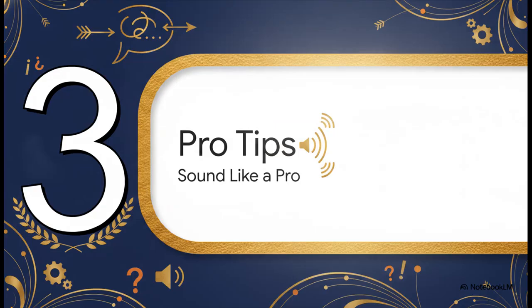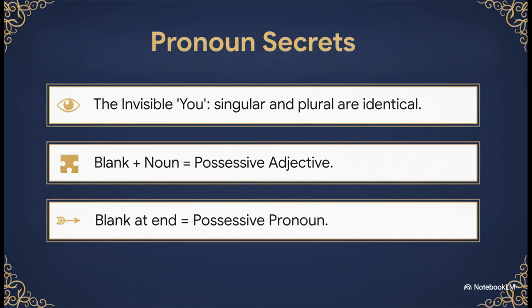Section 3. Pro tips, secrets to sound like a pro. Okay, this is absolutely my favorite part. I am going to share some little insider grammar secrets with you. These pro tips are exactly what will instantly elevate your English from sounding like a hesitant beginner to a completely natural, confident speaker. First off, don't let the word you confuse you. In English, whether you're talking to one single person or a crowded room of 50 people, you is completely identical. Context is your best friend there.